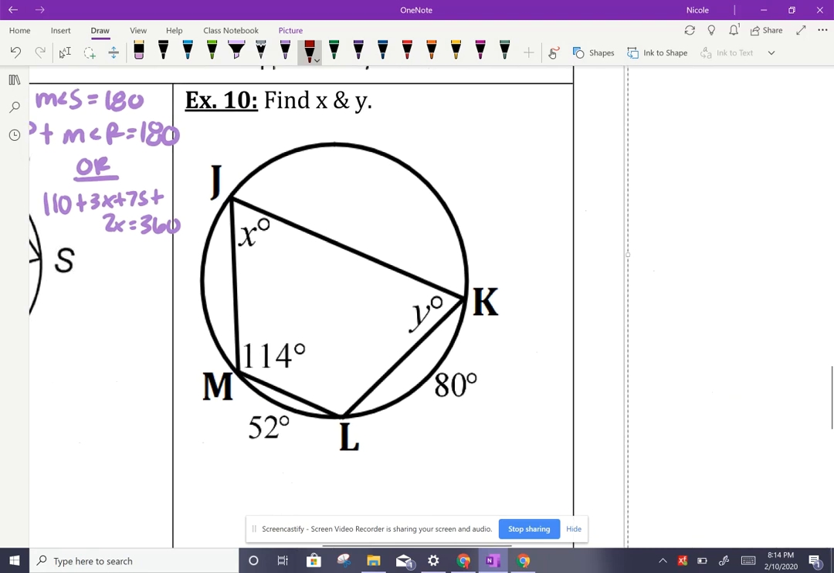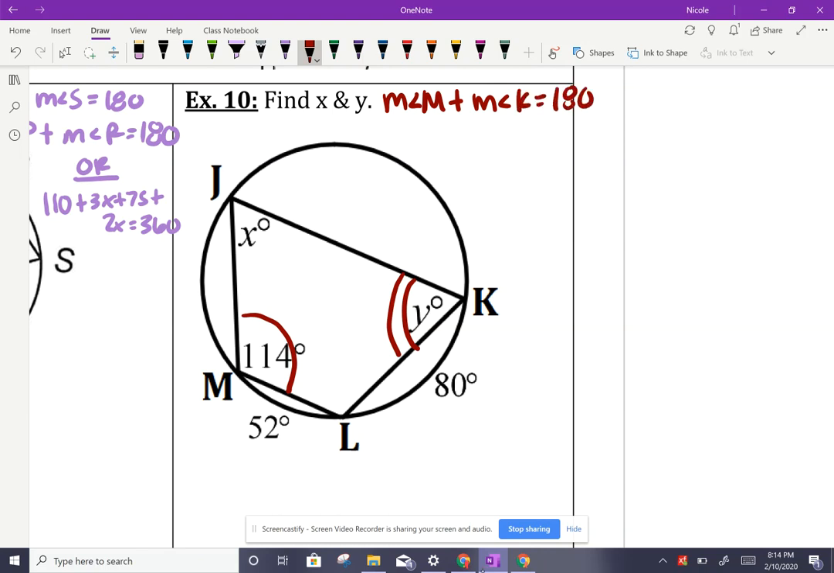And our last example of the day, number 10. I need to solve for x and y. So there's a couple of different ways I'm going to do this. For y, well, angle M and angle K are supplementary. They're opposite angles. The measure of angle M plus the measure of angle K should equal 180. So I have 114 plus y equals 180. Therefore, y is 66 degrees.